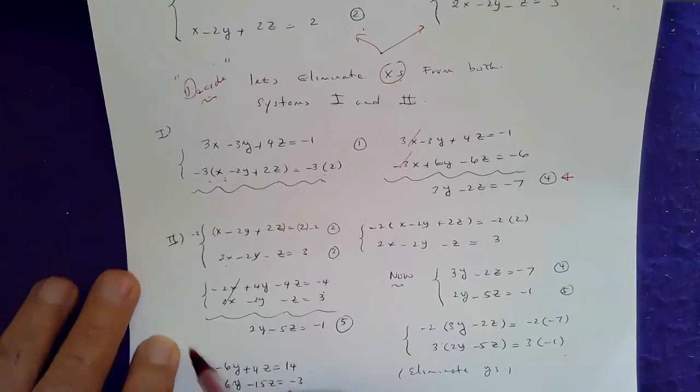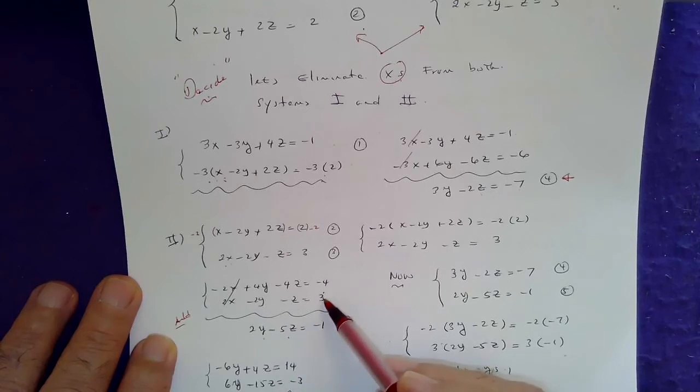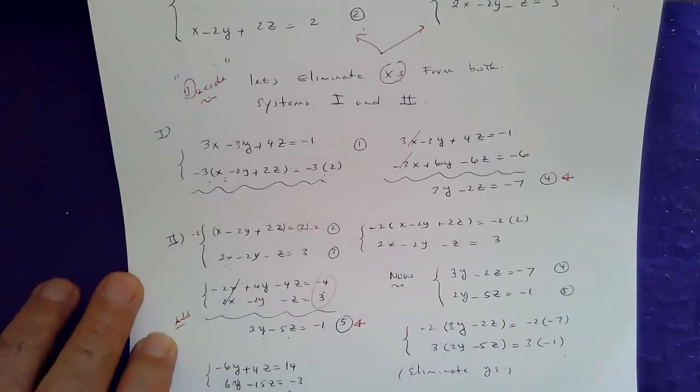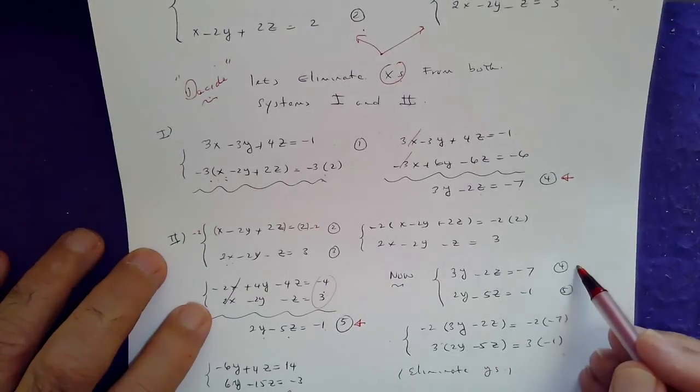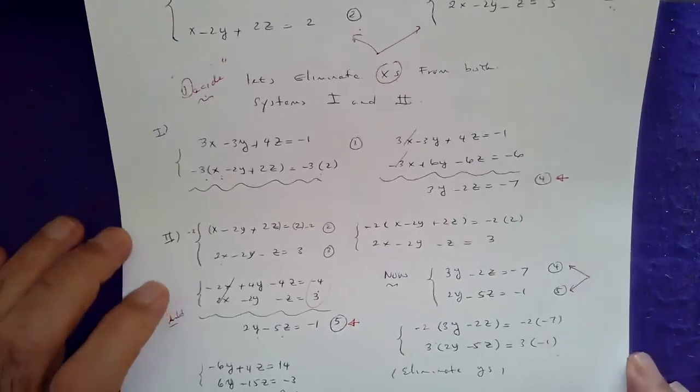When I add the equations up, x's nicely cancel. So combining the y's, I get 2y. Combining the z's, I get -5z. And adding up the numbers on the right, I get -5. So call that equation number 5. Now couple equation number 4 with 5.